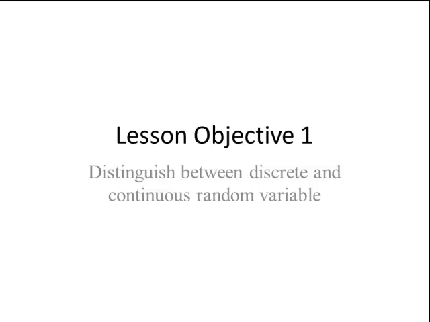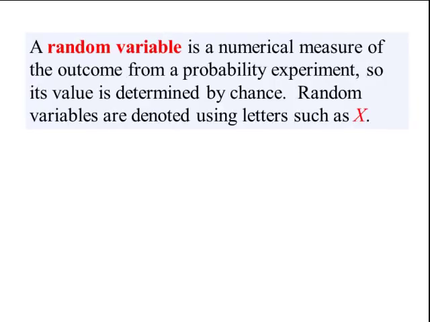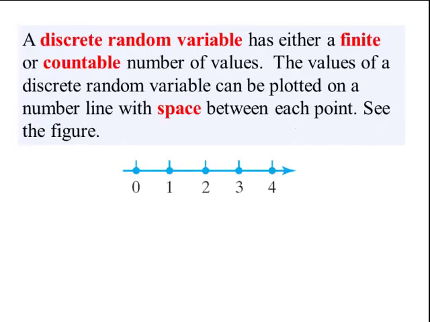Lesson objective number 1. A random variable is a numerical measure of an outcome from a probability experiment, so its value is determined by chance. Random variables are denoted by using letters such as X. A discrete random variable either has a finite or countable number of values. The values of a discrete random variable can be plotted on a number line with a space in between each point. Here, and then a jump and a jump.